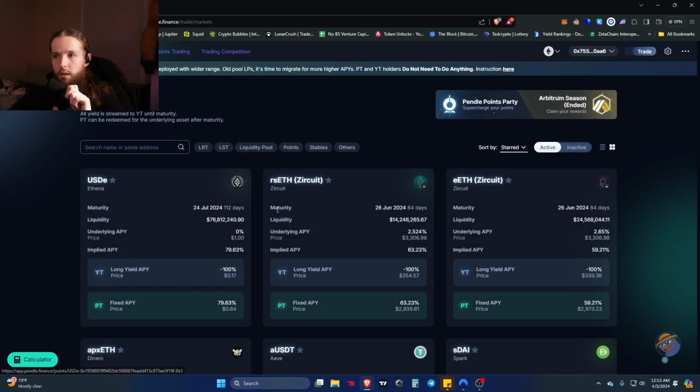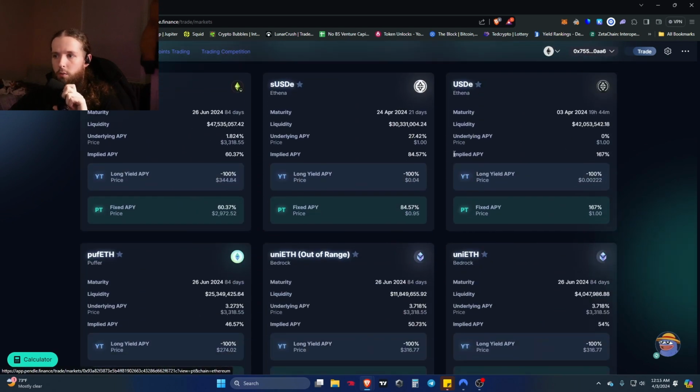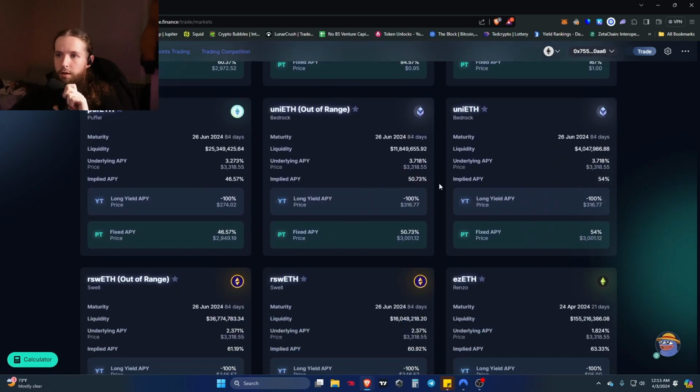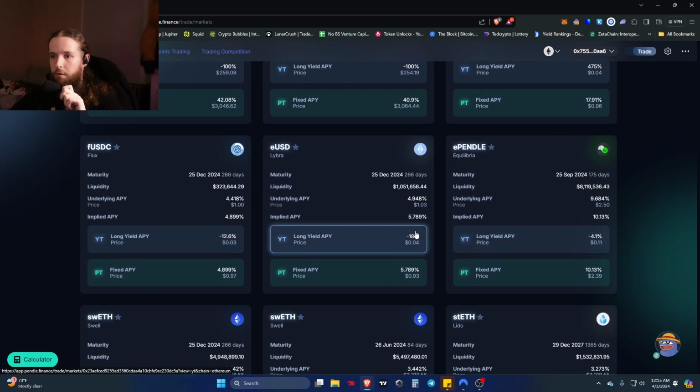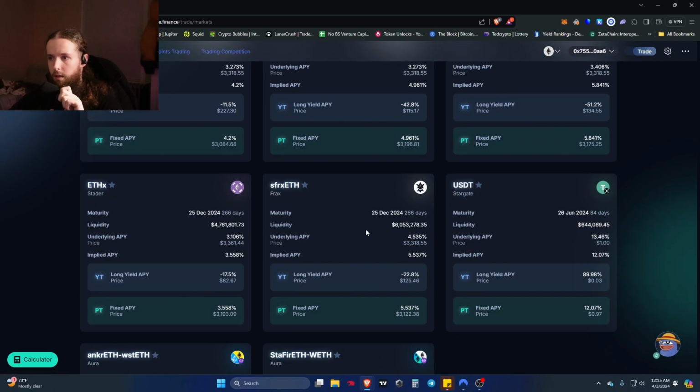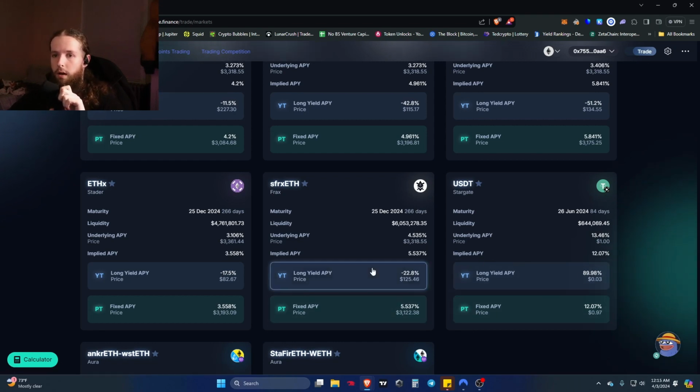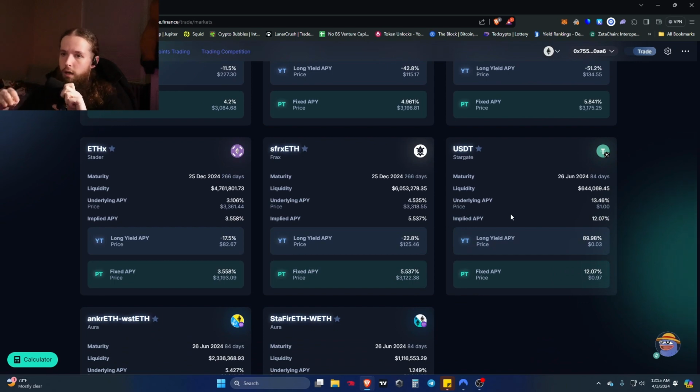Some of these other ones, you may be able to walk away with a profit. So if you look here, it'll show you minus 100%, minus 100%. But if we scroll down on some of these, you'll see USDT Stargate, for example, you would be making 89.98% if you were to purchase that. So I'm not super familiar with trading the YT and PT tokens myself.